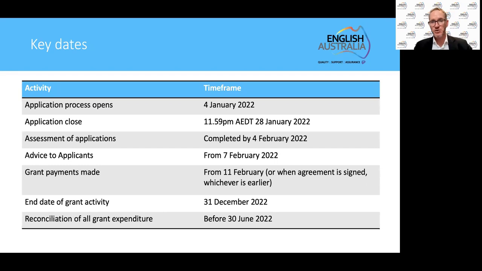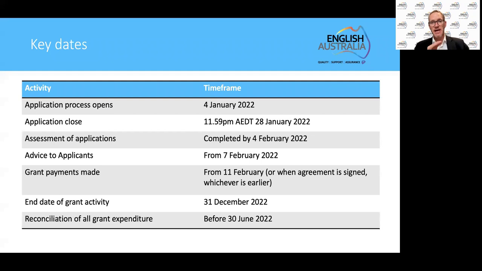I've outlined the first two key dates around the application process being open and close. Just noting that we will, as English Australia, aim to do our assessment of all of your applications in around that week post the 28th. And our determination will be to then provide advice back to grantees from the 7th of January. So if it's not on the 7th, it'll be around the 7th of January. And we'll then start communicating with successful and unsuccessful grantees, but working through the agreement process with those that are provided the opportunity to take one of the grants.